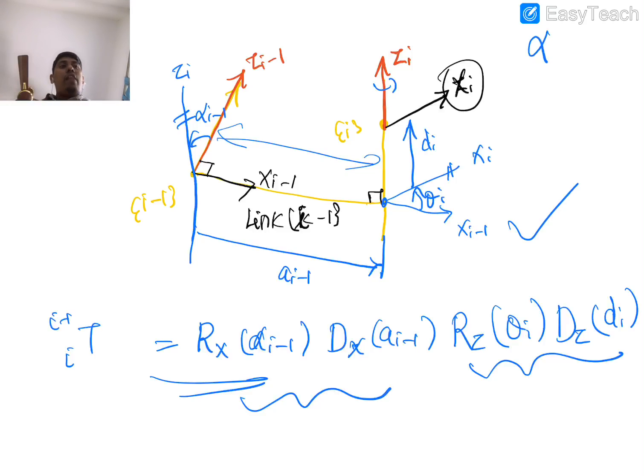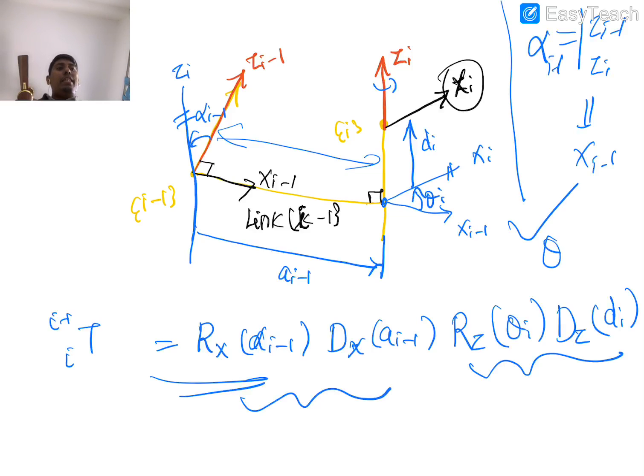When I call alpha, alpha i minus 1 is still the angle between zi minus 1 and zi about xi minus 1. Whether you take the standard form or non-standard form, this is the same. Similarly, theta i is the angle between xi and xi minus 1 about zi, that is also the same. Okay, so the definitions are the same. Only the notation, the representation, how we carry forward each transformation, that is the difference.